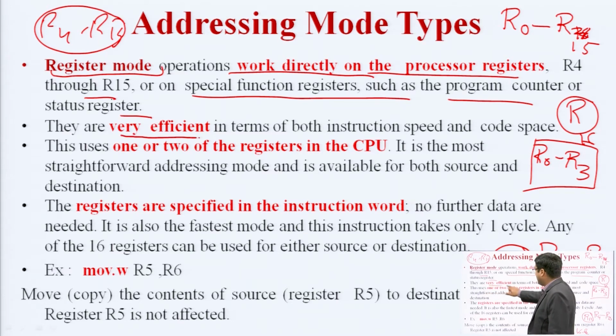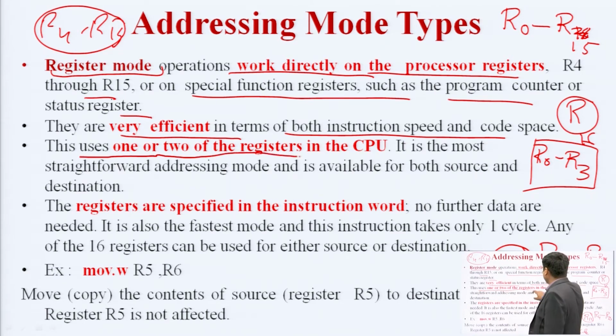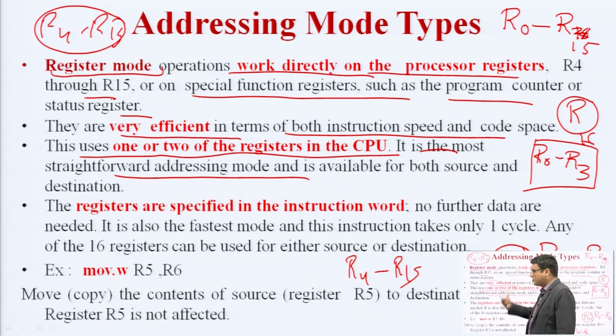They are very efficient in terms of both instruction speed and code space. These use only 1 or 2 of the registers in the CPU. We can take any registers from R4 to R15. So, it is the most straightforward addressing mode. Why is it called straightforward? Because it is very easy to operate directly from one register to another register.